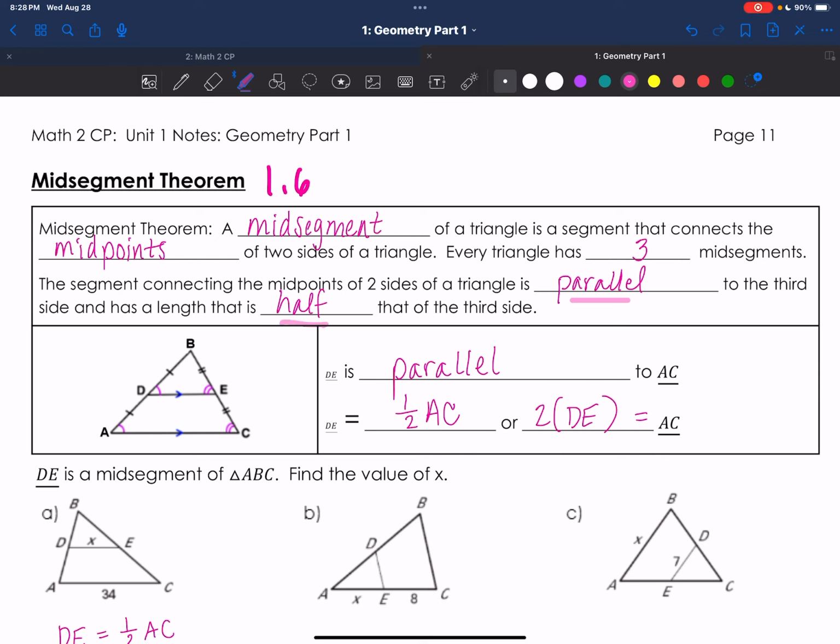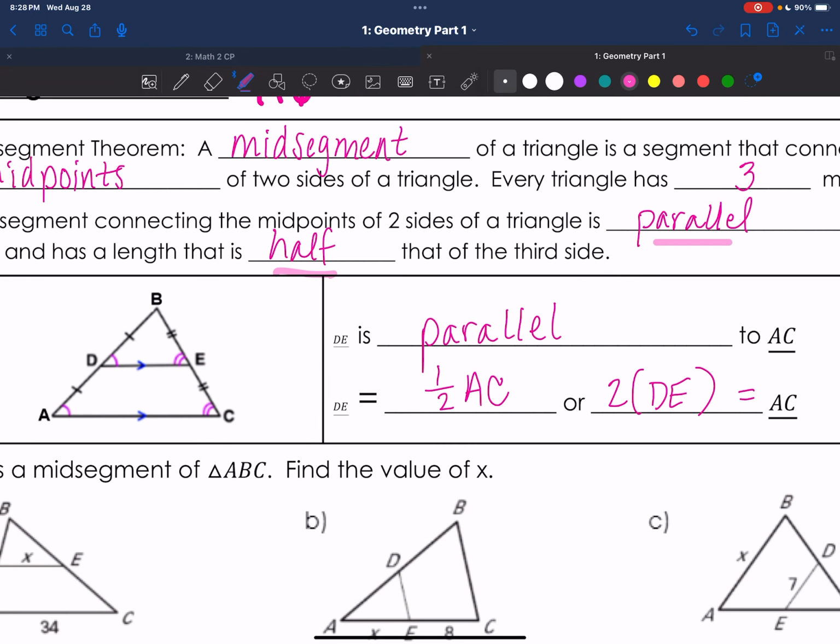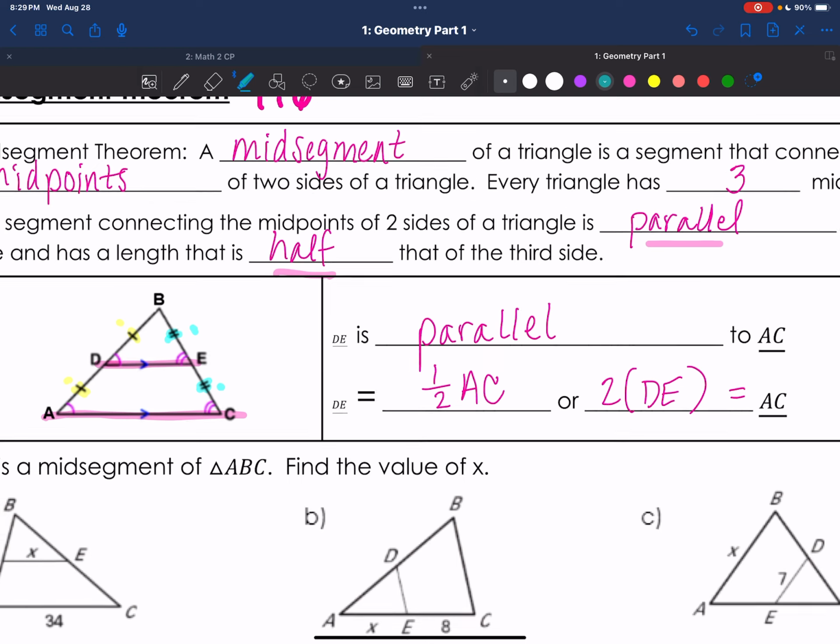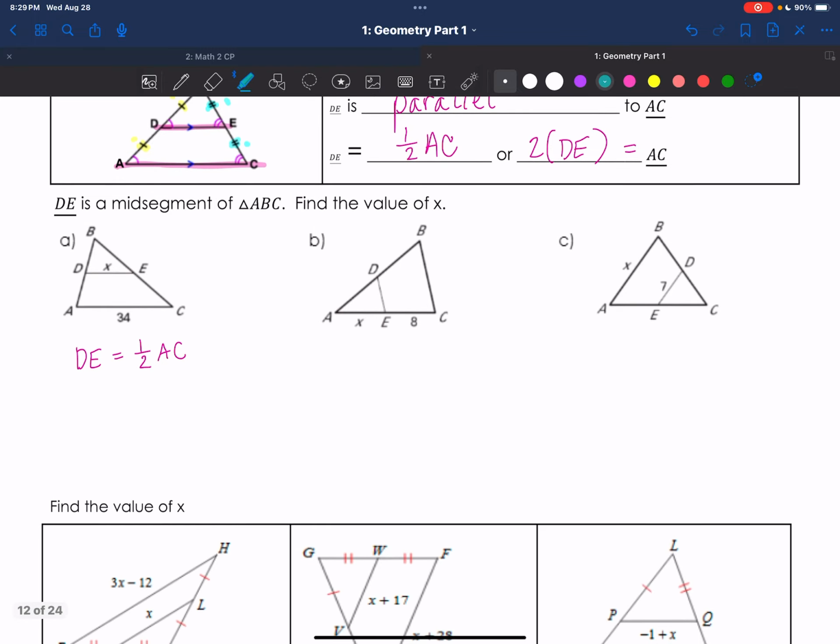So if you were to look here, DE is parallel to AC. Since these are equal here, and these are equal here, it's right in the middle. So DE is half of the big one. You're really going to need two of the small ones to equal the big one. So let's make sure you get that written down, and let's try some.